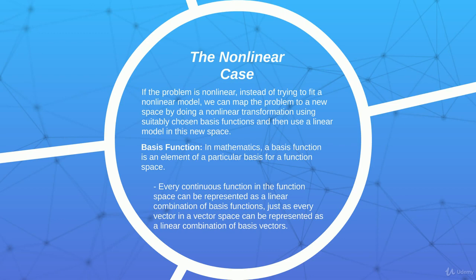So we've got some simplifications below. Every continuous function in the function space can be represented as a linear combination of basis functions, just as every vector in vector space can be represented as a linear combination of basis vectors. So this is similar to a Taylor expansion, however, it's going to be a vector expansion or a linear combination of basis vectors.